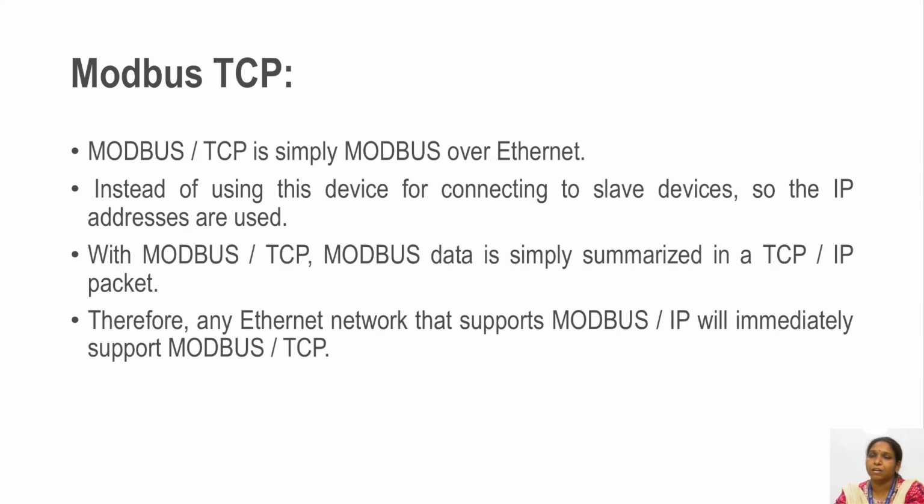Modbus TCP. Modbus TCP is simply Modbus over Ethernet. Instead of using a device address to connect to slave devices, IP addresses are used. With Modbus TCP, Modbus data is simply encapsulated in a TCP/IP packet. Therefore, any Ethernet network that supports TCP/IP will immediately support Modbus TCP.